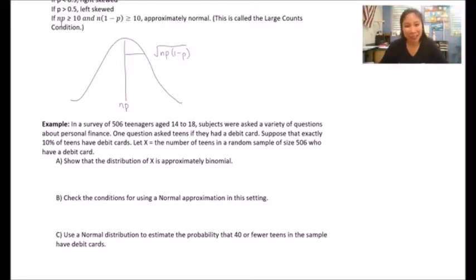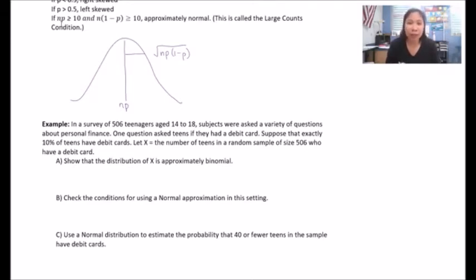So I wanted to do an example with the normal approximation. So doing a binomial probability problem using the normal curve. In this example, we have a survey of 506 teenagers aged 14 to 18. Subjects were asked a variety of questions about their personal finance. One question just asked if the teens had a debit card. Suppose that exactly 10% of the teens have debit cards. Let x, the random variable x, be the number of teens in a random sample of size 506 who have a debit card.